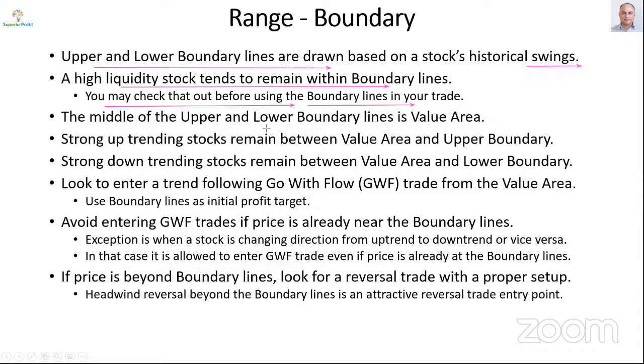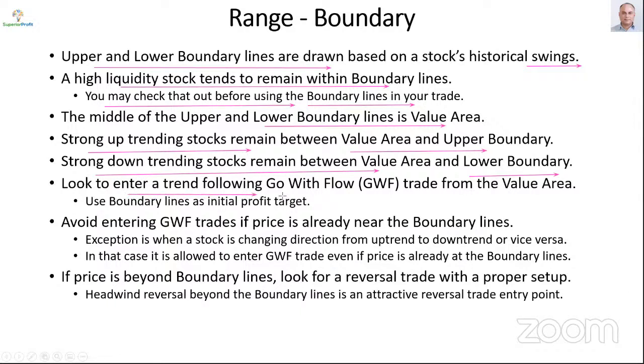The middle of the upper and lower boundary lines is the value area. If a stock is strongly uptrending, then it tends to remain between the value area and the upper boundary. It does not come to the lower boundary. Strong downtrending stocks remain between the value area and the lower boundary. They don't go to the upper boundary. Look to enter in those cases where it is strongly uptrending or strongly downtrending.